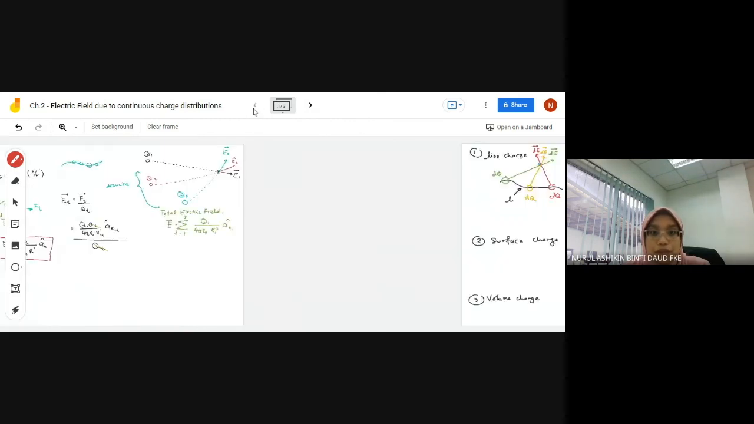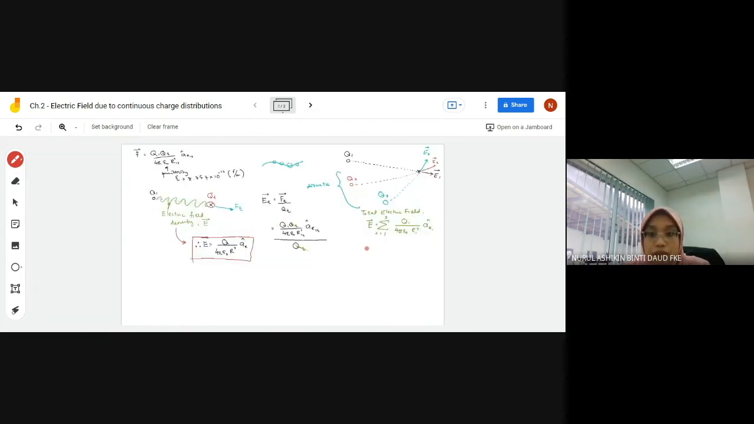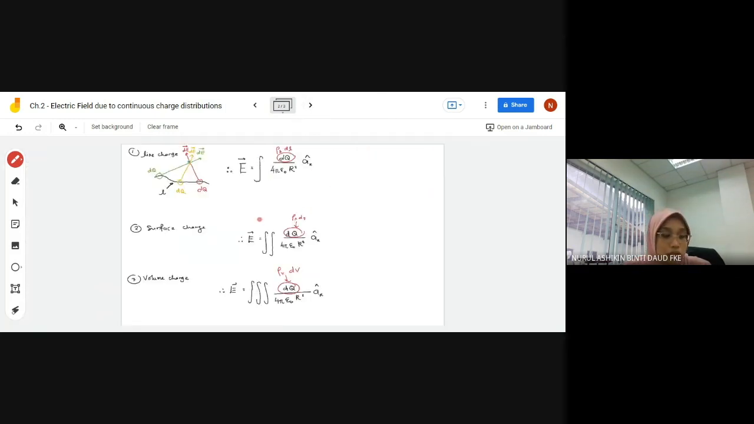But for point charge, it will be discrete, so it will be like this. I really hope that you got the idea. So this is how it will be.